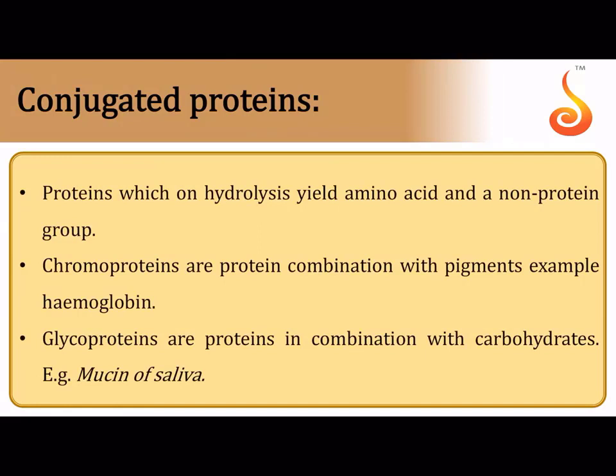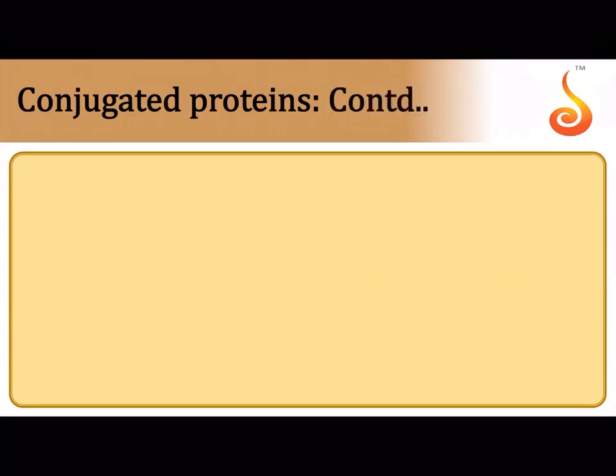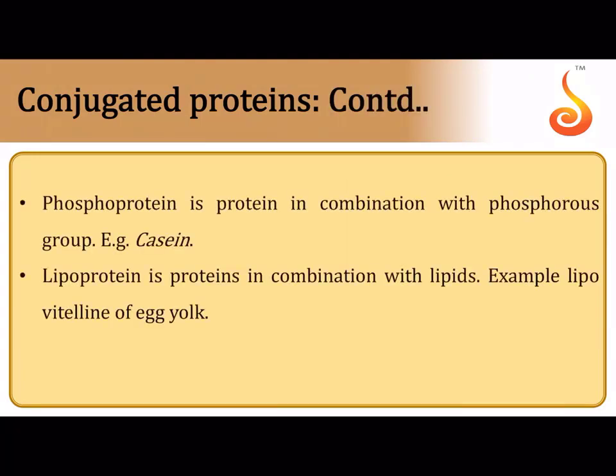Conjugated proteins are proteins which on hydrolysis yield amino acids and a non-protein group, which is referred to as a prosthetic group. That means other than amino acids, they have additional groups in them. For example, chromoproteins have pigment molecules. Glycoproteins are proteins combined with carbohydrate molecules. So chromoprotein and glycoprotein are examples of conjugated proteins.